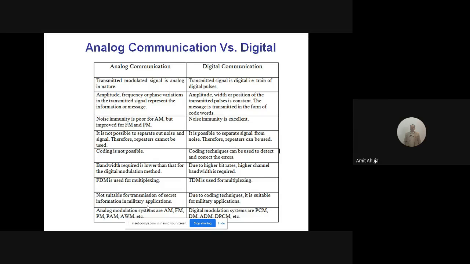Next important difference is noise immunity. Noise immunity of AM is very, very poor, while it is excellent in digital. This is one of the parameters over which digital communication wins over analog. This is one of the points over which we are phasing out analog communication in favor of digital communication. Now you may ask why this is so. We'll discuss that later. But yes, as of now, you may take it as it is. But before going further, what actually is noise immunity?